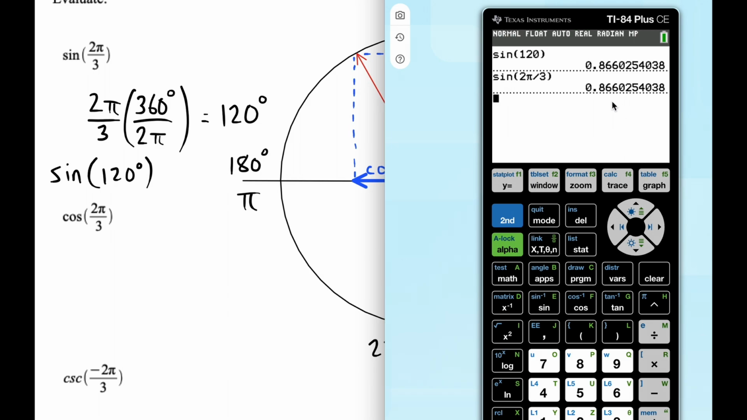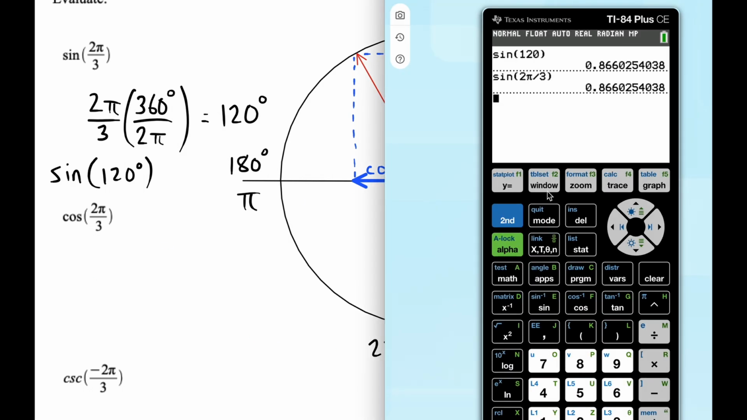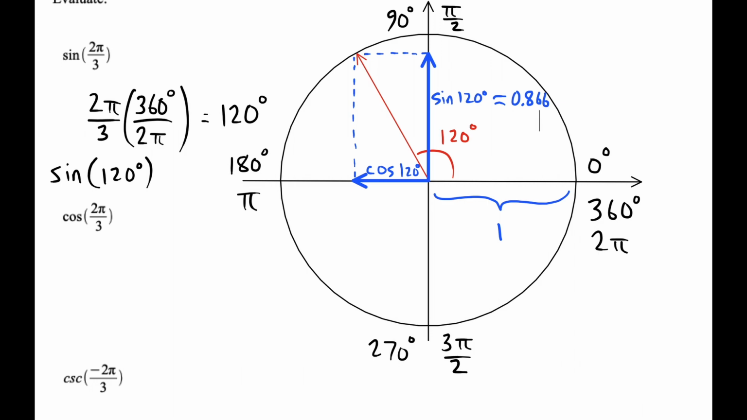Now this result is an irrational number, and if we want the decimal, then that answer is fine. We can write the approximation as 0.866, and we can do the same thing for the cosine. Cosine is negative 0.5.